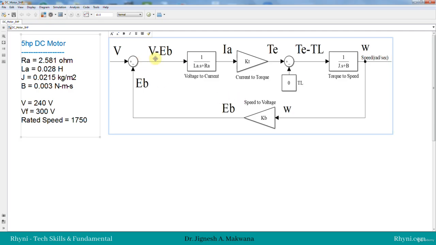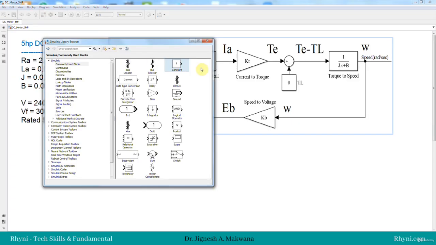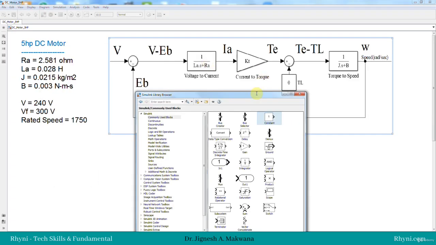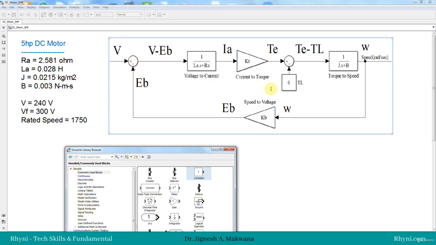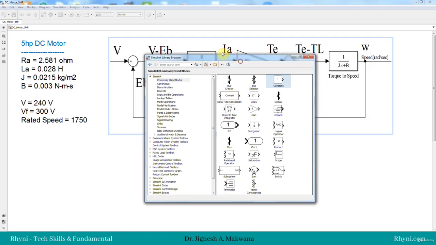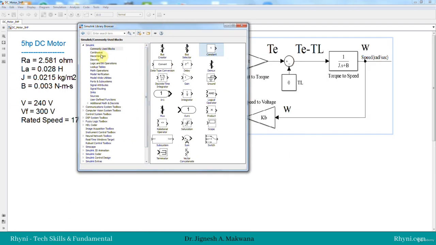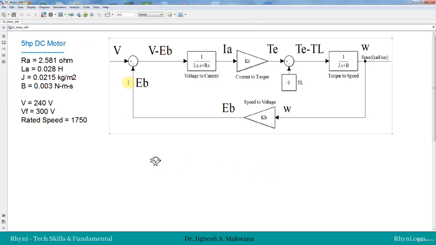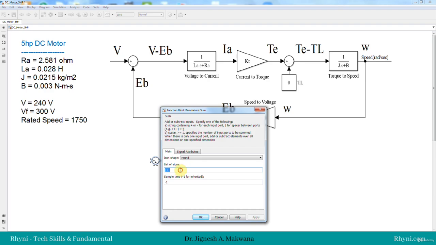library. So we will start with the summing point, then gain, and then the transfer function. So only these 3 blocks we require: summing point, transfer function and gain, and we will connect them according to requirement. So first we will take the summing point. From the Simulink library, commonly used blocks, we can find the summing point, and one plus sign and one minus sign is required, so I make it minus.